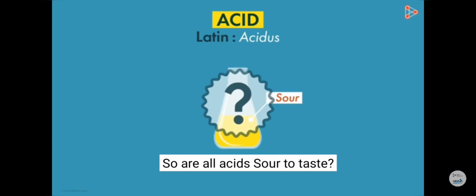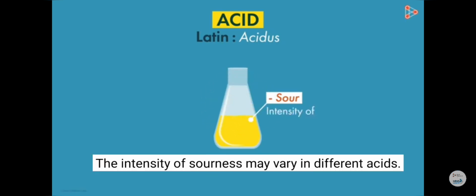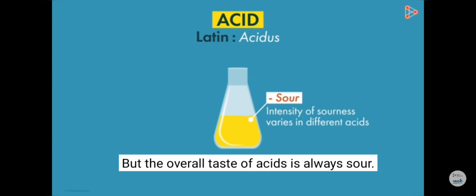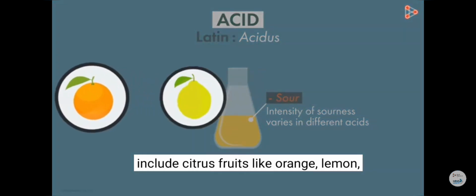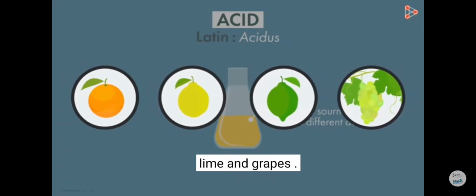Yes, so are all acids sour to taste? Yes, they are. The intensity of sourness may vary in different acids, but the overall taste of acids is always sour. The best examples of substances that contain acids include citrus fruits like orange, lemon, lime, and grapes.